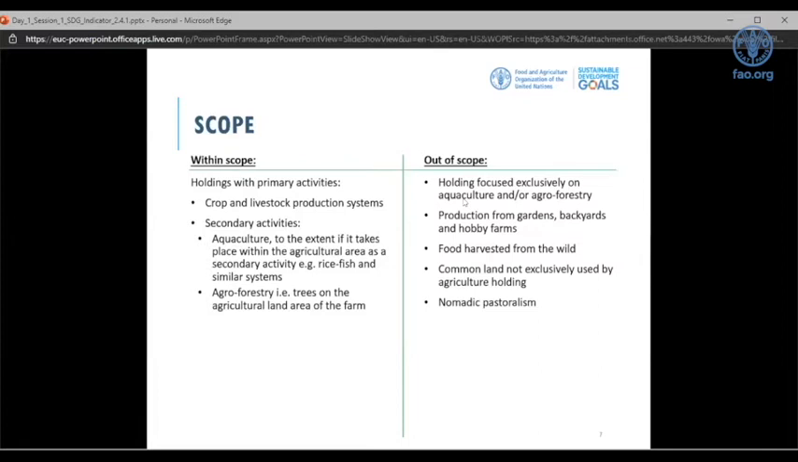So is food harvested from the wild, common lands, which are not exclusively managed by the agriculture holding for producing agriculture products, and nomadic pastoralism. Now, just to explain what nomadic pastoralism is, I don't know whether it is that common in Bangladesh, but it's a practice of rearing livestock by moving with animals from place to place in search of pastures. It's a way of life of people who do not live consistently or continually in the same place, but move cyclically or periodically from one place to another.